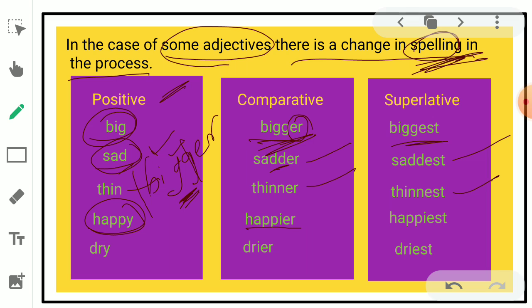Happy, happier. So where is that Y? The letter Y changes into I before adding er, and before adding est. So when moving towards the comparative, we need to remove Y and in its place write I, then continue with the er form. It becomes happier, then happiest. Dry, drier, driest, the same case.